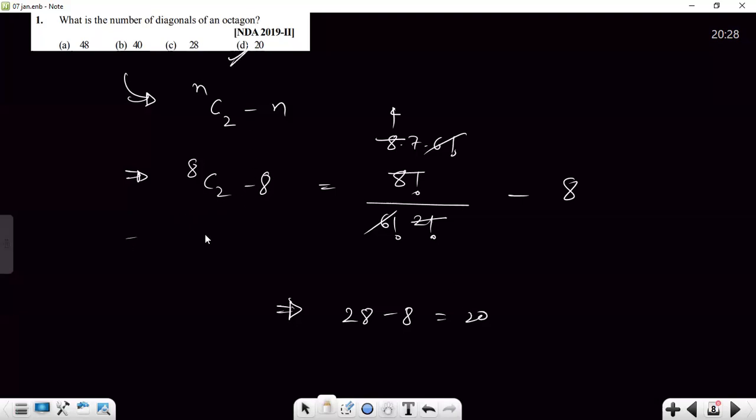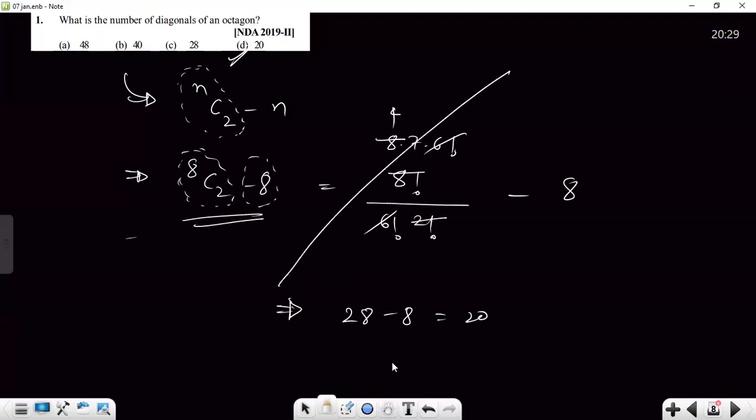Any doubt, anyone? No, sir. This is how easy it is. Basically, we have found the total number of straight lines that we can form using 8 points. And then after that, we have excluded the number of sides. And then we have the diagonals as our result. Clear?